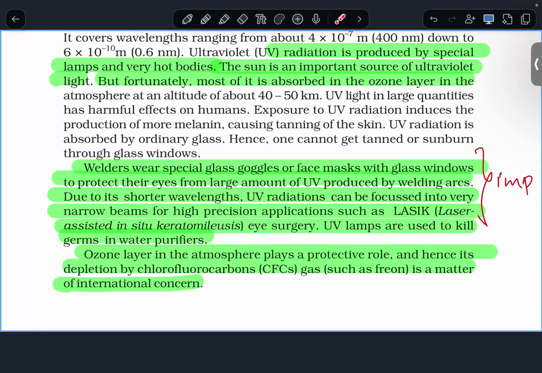UV radiation can be focused into very narrow beams for high precision applications such as LASIK, laser assisted in situ keratomileusis. It is used in eye surgery, in LASIK surgery.